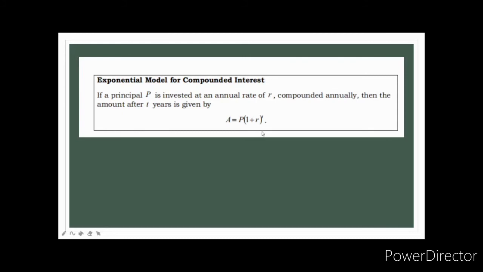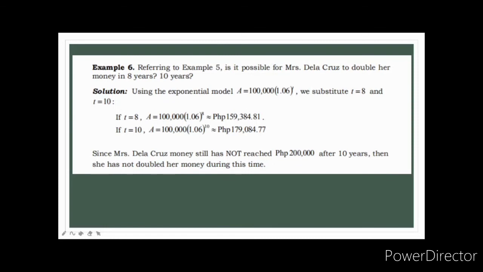For example number 6, referring to example number 5, is it possible for Mrs. Dela Cruz to double her money in 8 years? How about in 10 years? So let's have this solution. Using the exponential model, A is equal to 100,000 times 1.06 raised to t. We substitute t equals 8. If t is equal to 8, A is equal to 100,000 times 1.06 raised to positive 8.